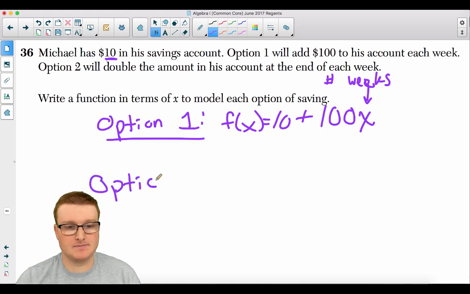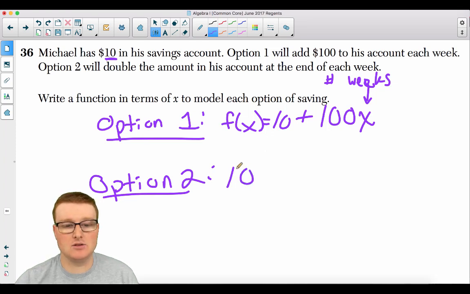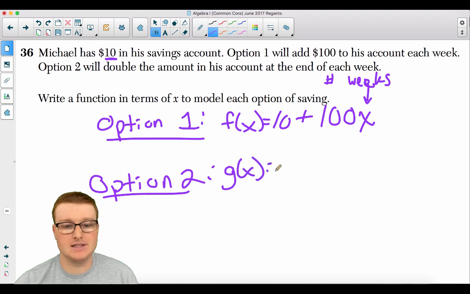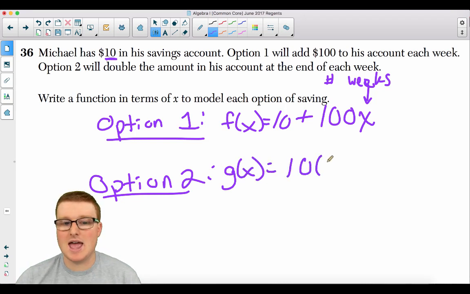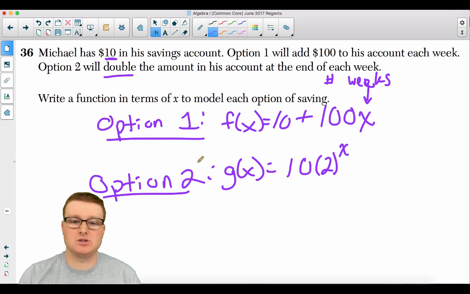The second option, option 2, says that he will take the $10, I'm going to call this g of x, my apologies, g of x is equal to his $10 for his starting amount, and he's doubling it raised to the x power. Okay, this is exponential growth. This is doubling. So these are his two options. You would get 2 points if you got those right.